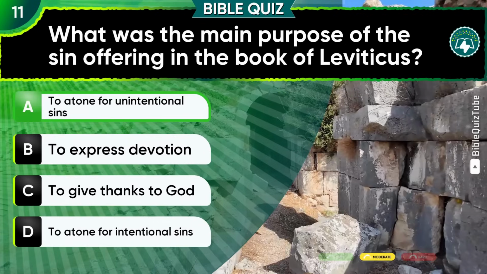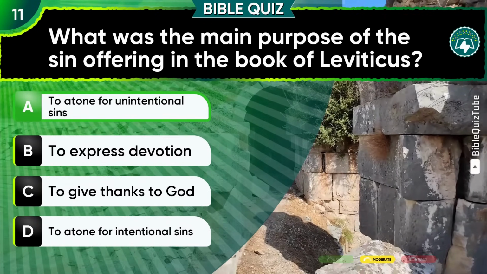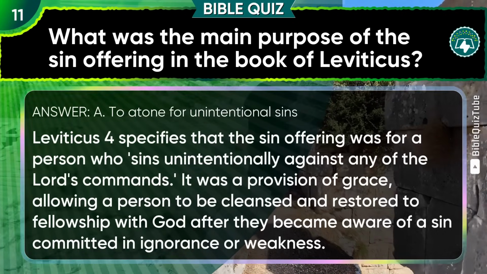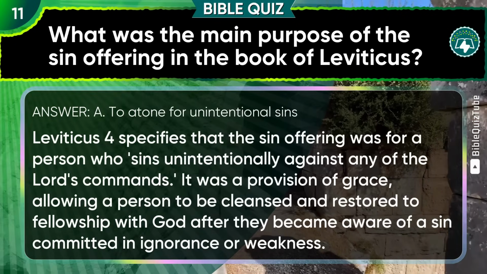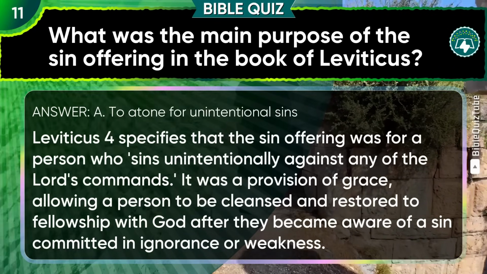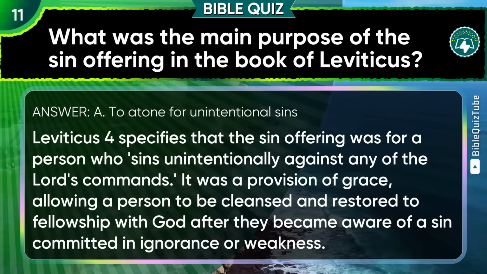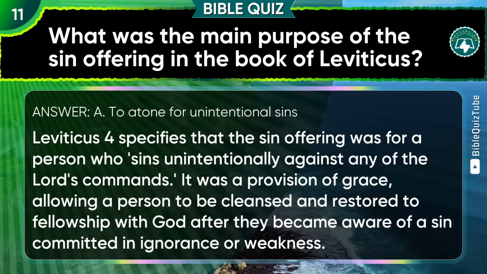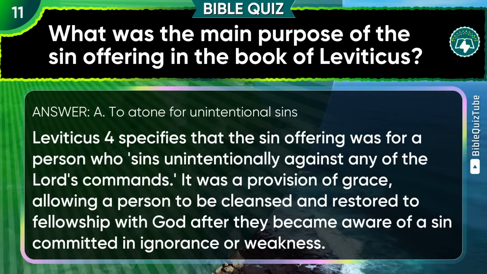You're on track. A. To atone for unintentional sins is correct. The explanation. Leviticus chapter 4 specifies that the sin offering was for a person who sins unintentionally against any of the Lord's commands. It was a provision of grace, allowing a person to be cleansed and restored to fellowship with God after they became aware of a sin committed in ignorance or weakness.